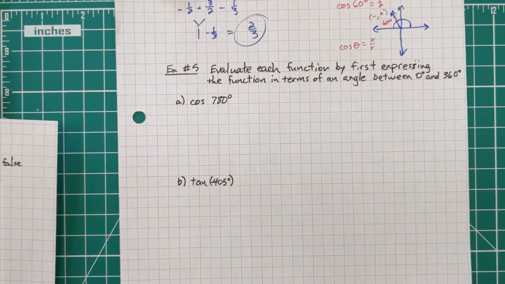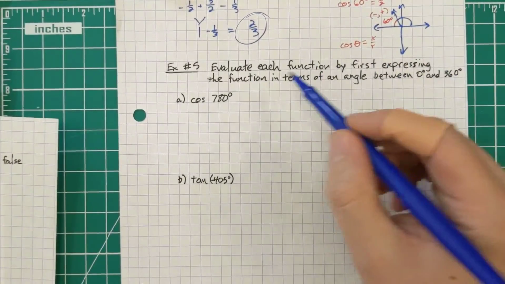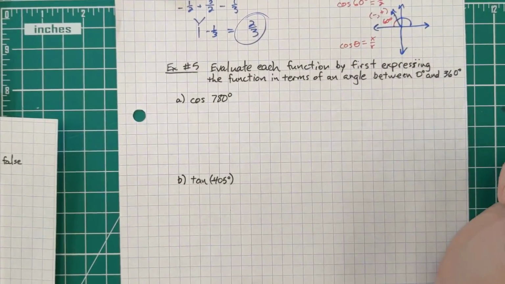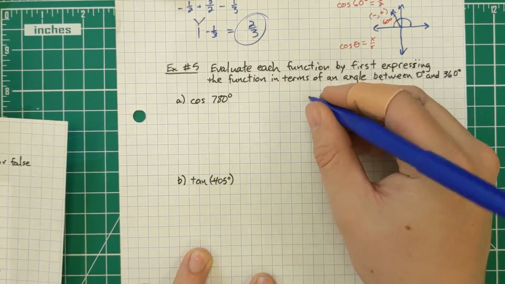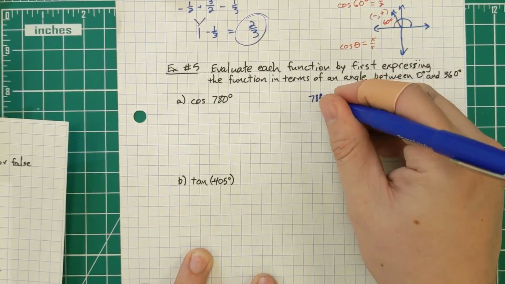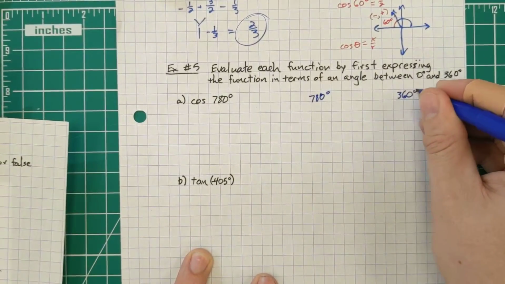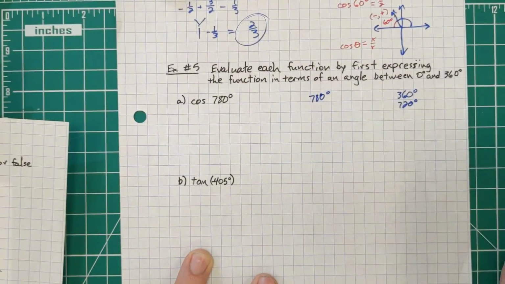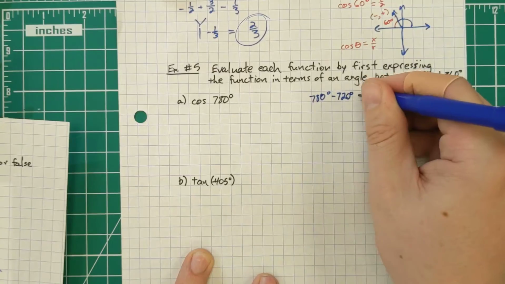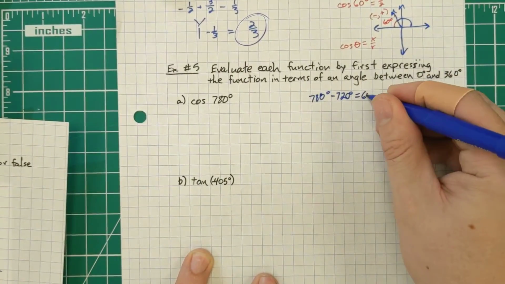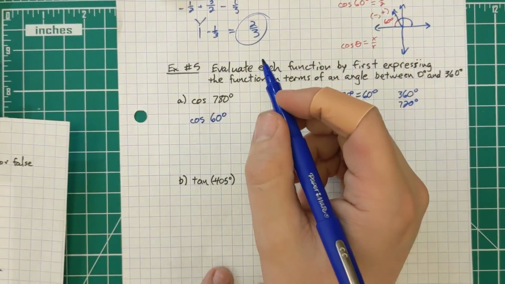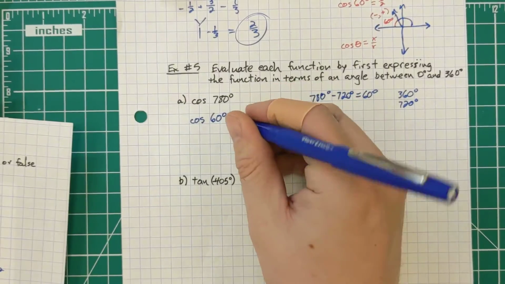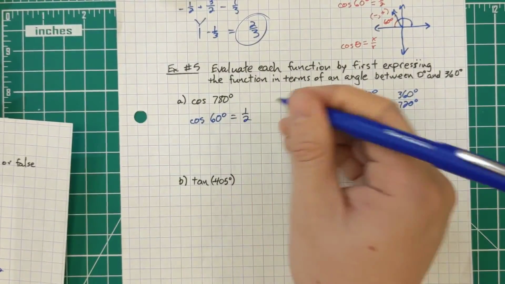All right. Next, evaluate each function by first expressing the function in terms of the angle between 0 and 360 degrees. So cosine of 780. So 780 degrees, remember, one way around is 360, two ways around is 720. So I need to take two ways around and subtract it, and I get 60. Sweet. Cosine of 60 degrees. Some of you may have it memorized already, but cosine of 60 degrees is 1/2.